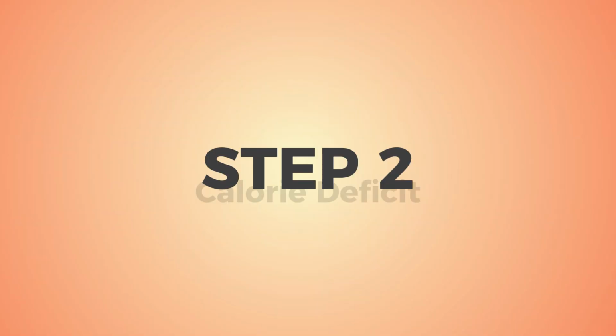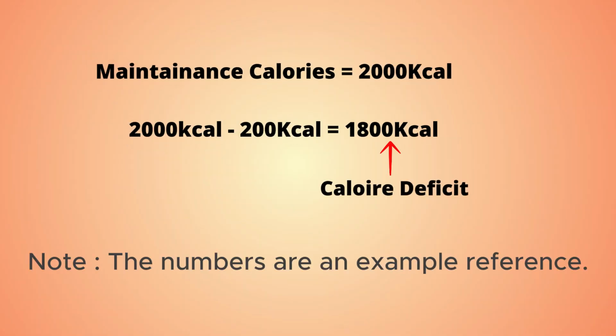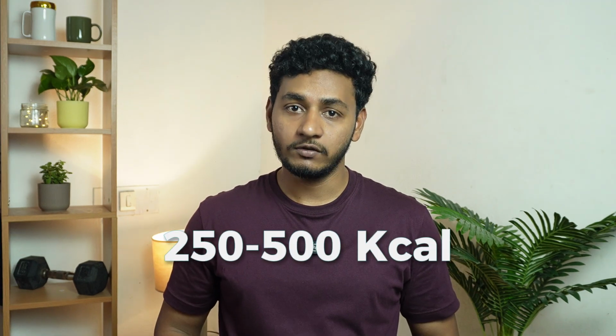Step 2 is creating a calorie deficit. Calorie deficit simply means eating fewer calories than your maintenance level. The biggest mistake people make is cutting calories too aggressively. A 250 to 500 calorie deficit is safe, sustainable, and effective for fat loss. Going lower than this often leads to hunger, low energy, and poor adherence.